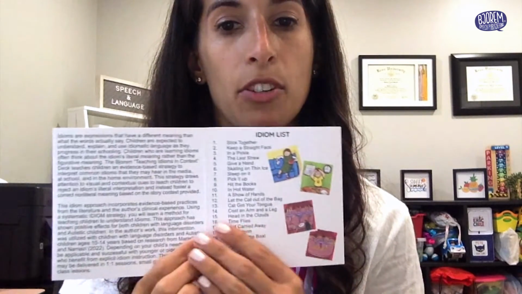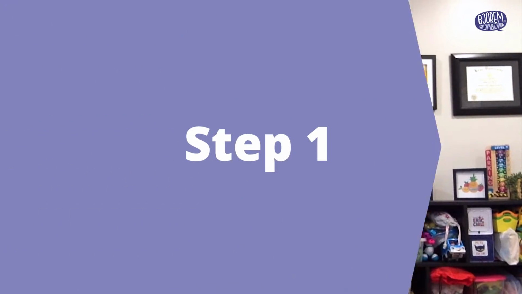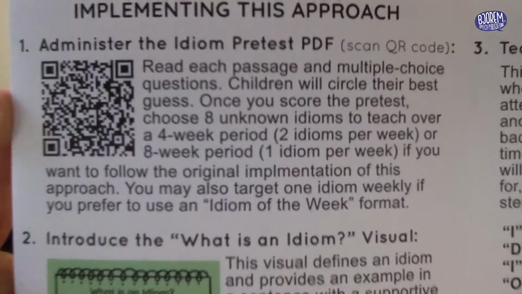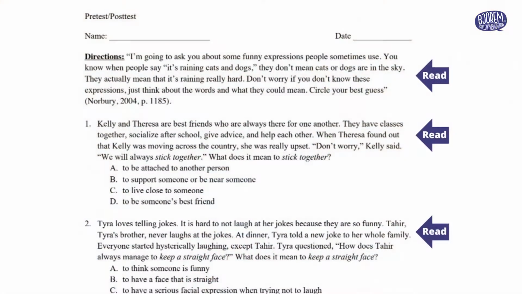This page includes the 24 idioms that are included in the intervention. Now I'm going to go step by step, so it'll show you exactly what you have to do when you get this deck. So the first thing that you need to do is scan this QR code, which will take you to the pre-test and post-test.